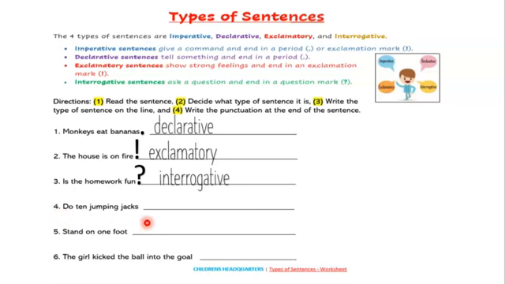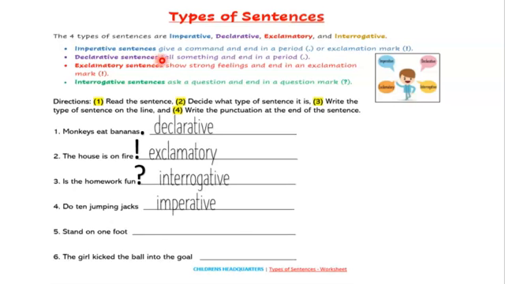Do 10 jumping jacks. Is this sentence giving us a command, telling us something, showing strong feelings, or asking a question? Right, it's giving us a command. It's commanding us to do 10 jumping jacks. So, the type of sentence that gives a command is called an imperative sentence. So we need to write imperative on the line. Very good. Next, we need to write the punctuation at the end of the sentence. So let's go ahead and put the punctuation there.